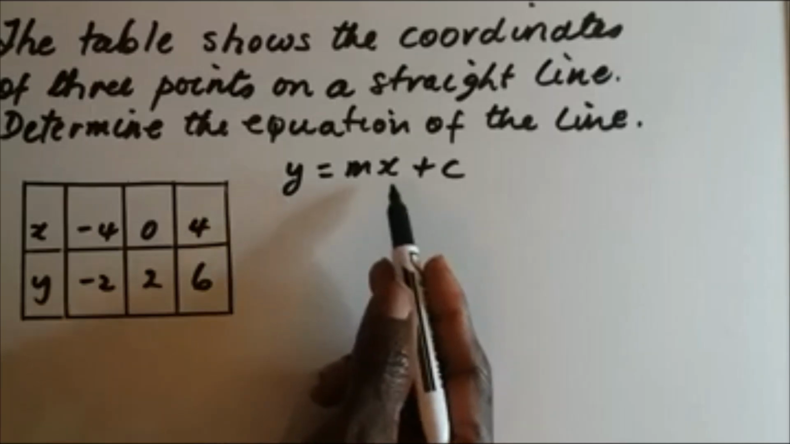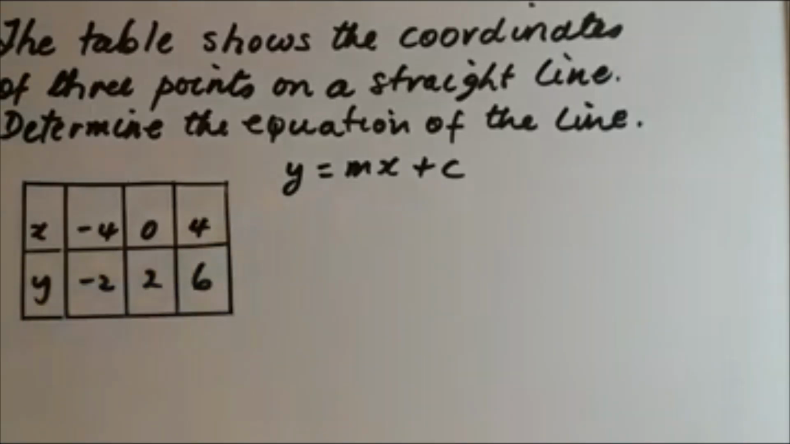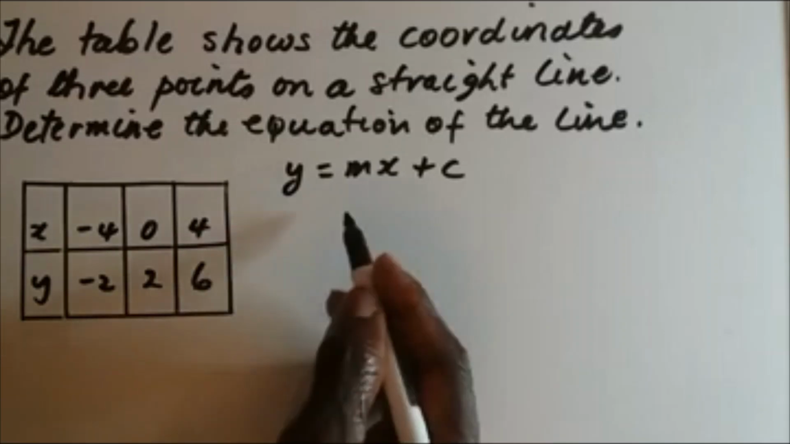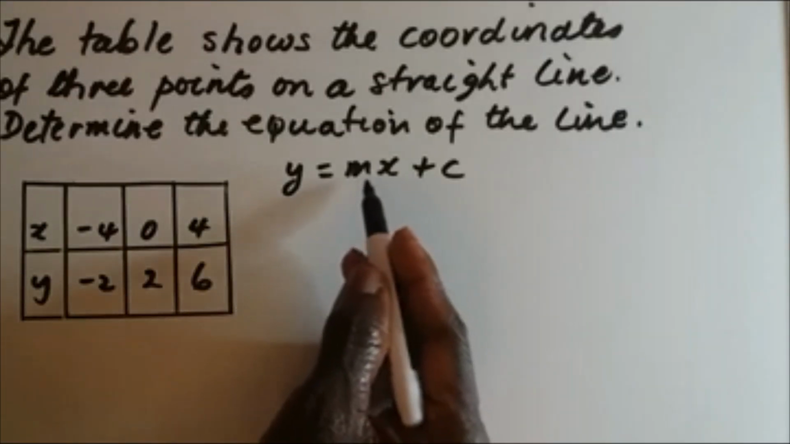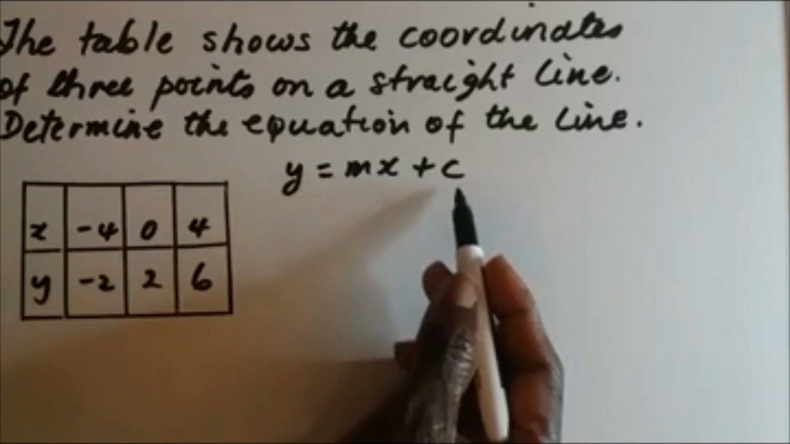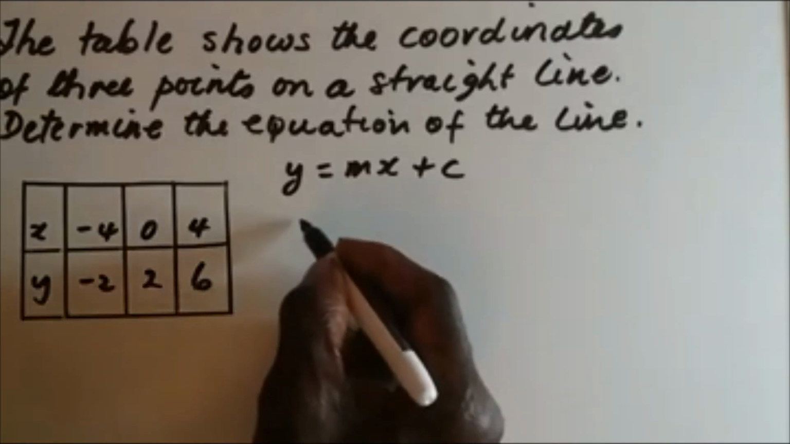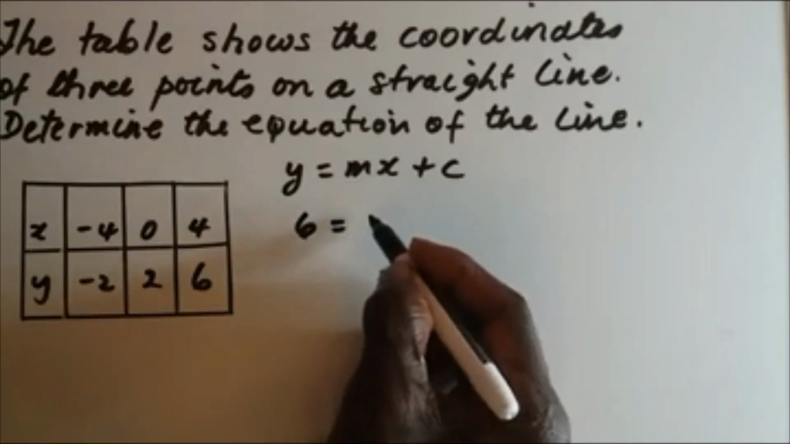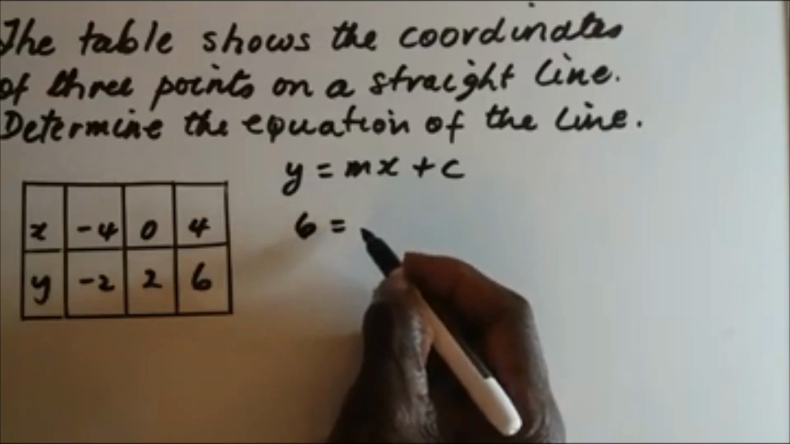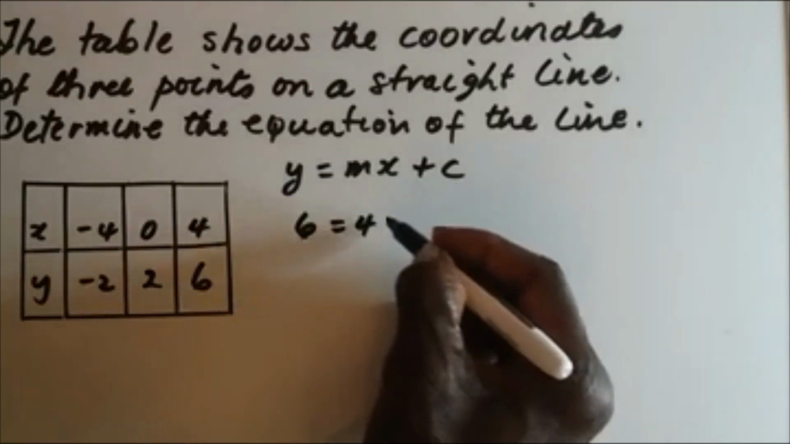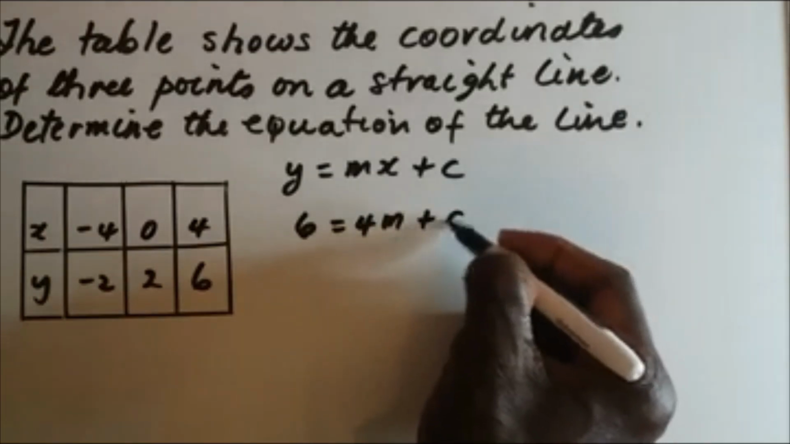And x and y are coordinates, and we have 3 pairs of coordinates here. So we'll use these coordinates in this table to find the different unknowns: m, the gradient, and c, the y-intercept. We'll start with this. So we have y is equal to 6. We don't know what m is, but we know for y equal to 6, x is 4. So we have 4m, and we do not know what c is.